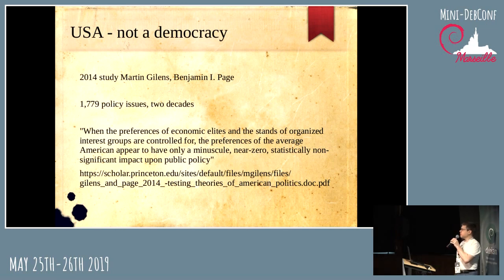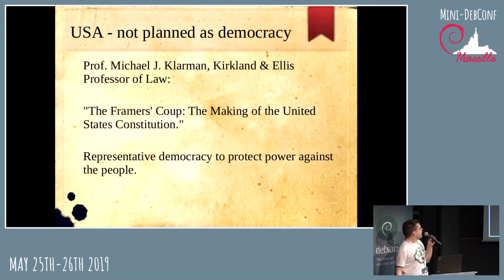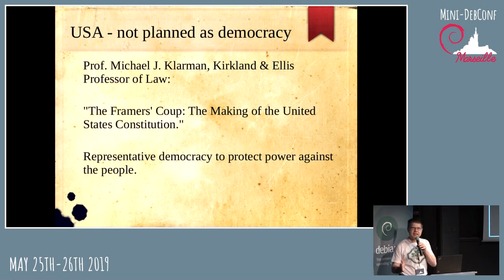So, next in history, the USA. It has been found out, surprisingly, that it is not a democracy and it can be measured. They took 1,779 policy issues over two decades and measured how many of those issues were decided in the sense of the majority or for those rich people, and surprise, it was most of the time decided for the rich people, not for the majority. And there you can find YouTube talks from Michael G. Klarman and his book, of course, who explains how the US Constitution became the way it is, and it was designed especially to not be democratic, but to protect the rich and powerful people from the will of the majority, but to hide it.